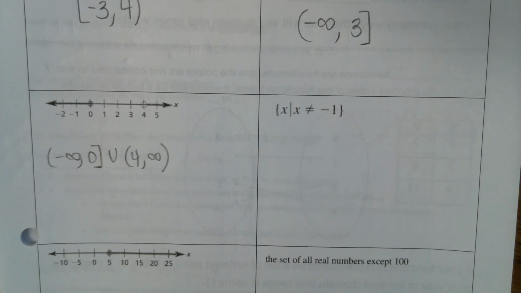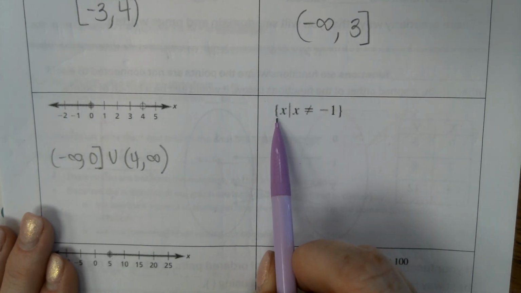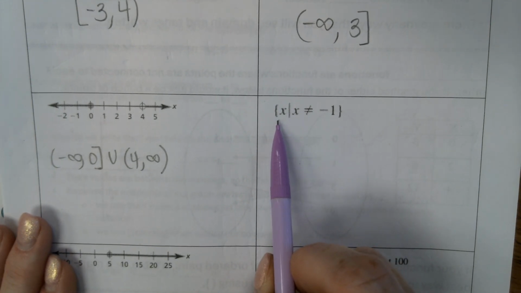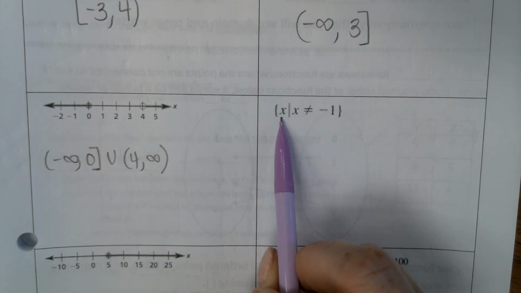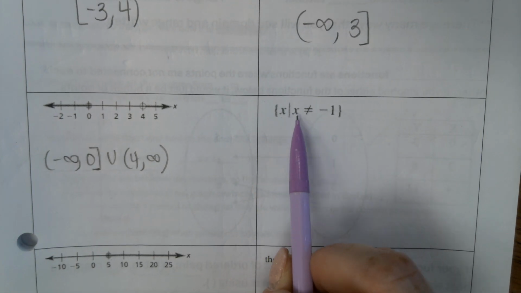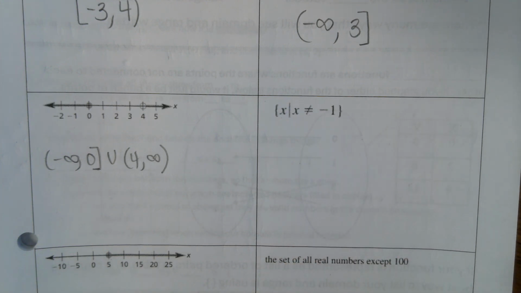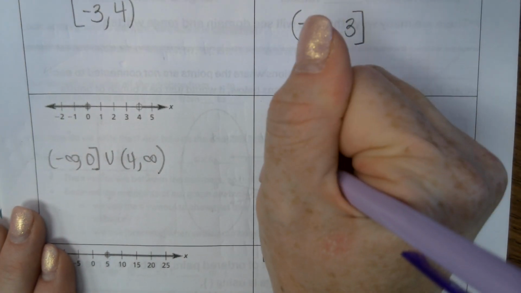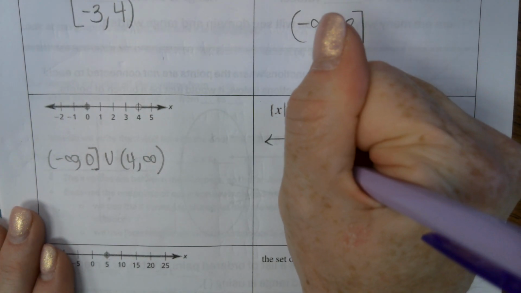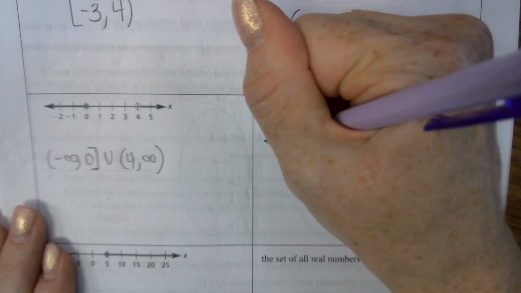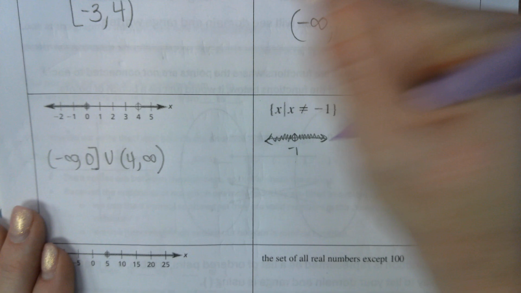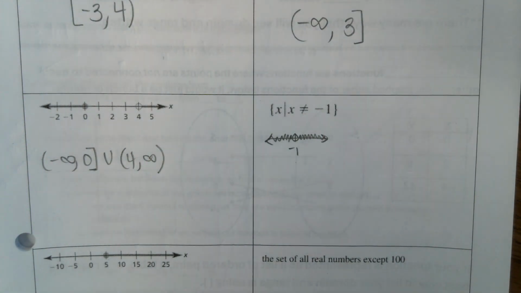Okay? All right, right here, I am given set notation. So this reads, the set of all x values such that x does not equal -1. So if I were to kind of sketch this out on a number line, -1 has an open circle. That is the only thing that is not included.